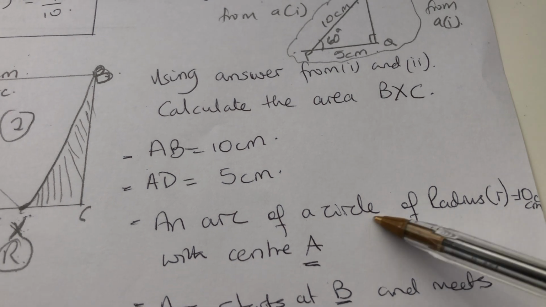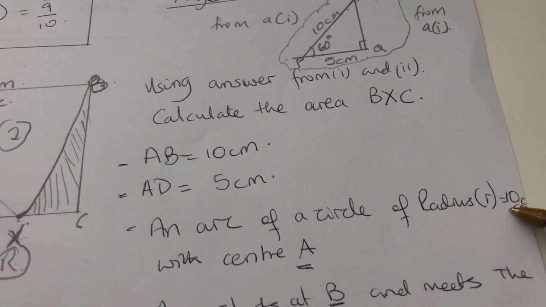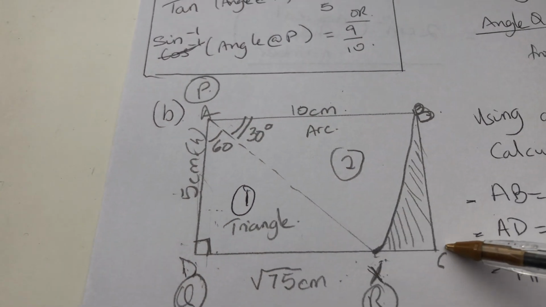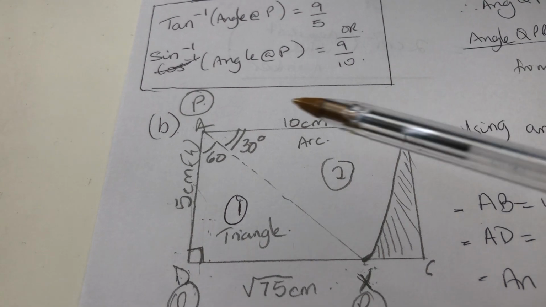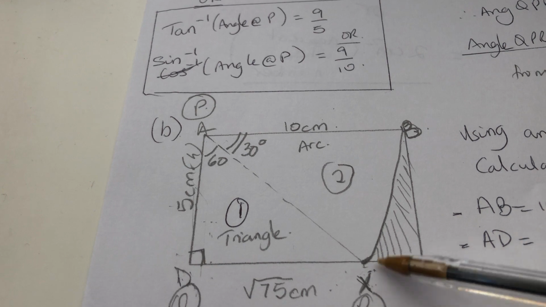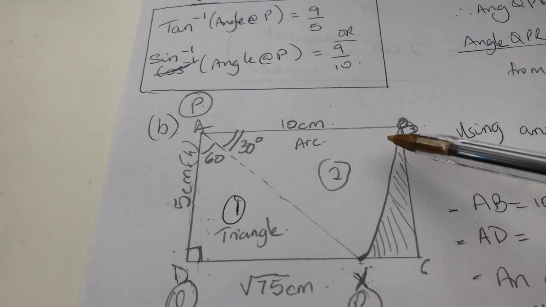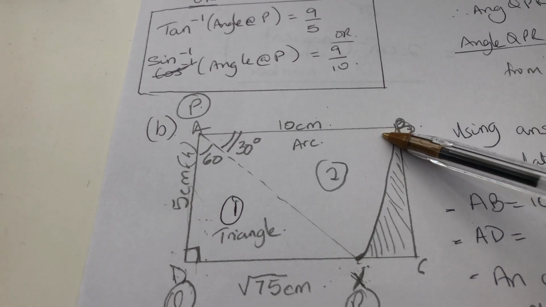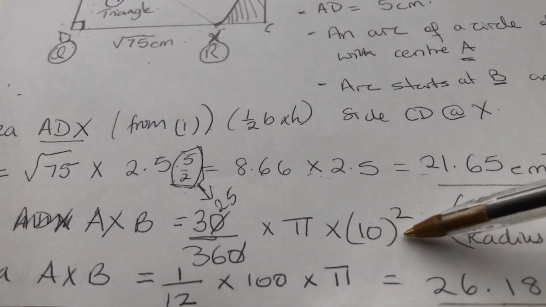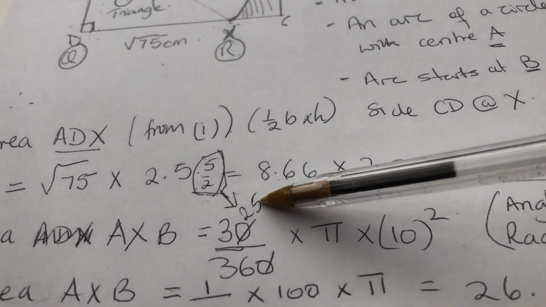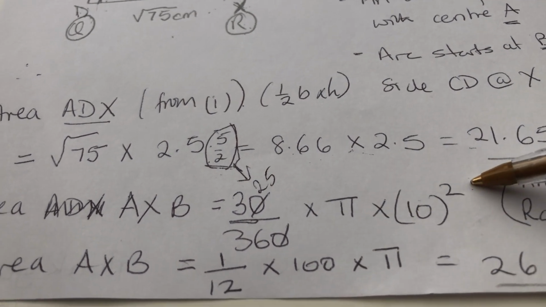An arc of circle with radius 10 centimeters with center A. Okay, that is the center A. So if you are here, you draw an arc like that with a compass or anything, that will be your radius 10 centimeters to form the arc. So 10 centimeters here, all squared, because we're using pi theta over 360, pi r squared.